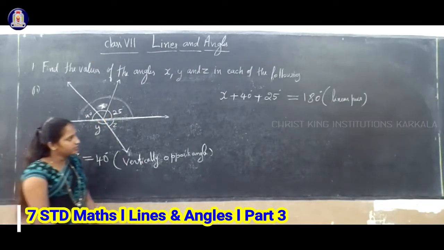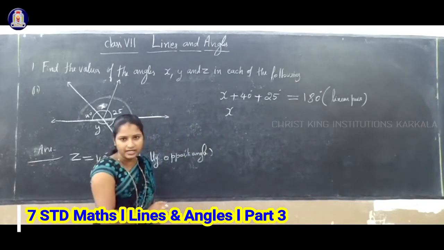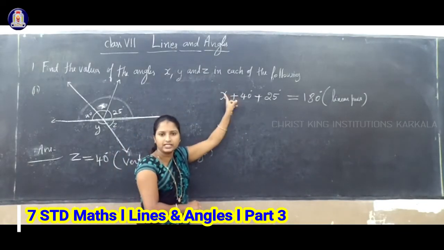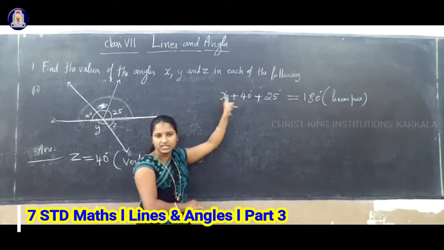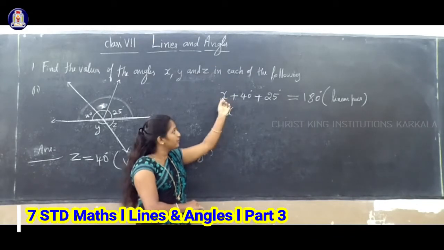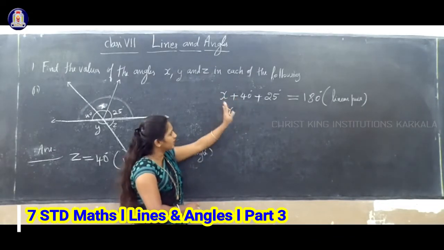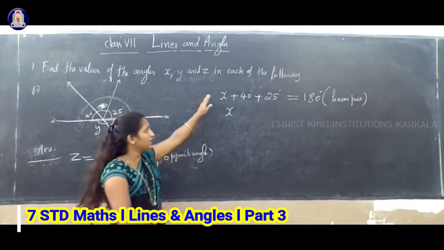If you add, x will be as it is because x is a variable, right? So can you add 40 plus x? No, we cannot add these two because this is a variable and this is a constant. Constant and variable we cannot add. So what we will do? X plus 40, 40x will come. That is wrong. Clear? So x we write as it is. We cannot add variable and constant.